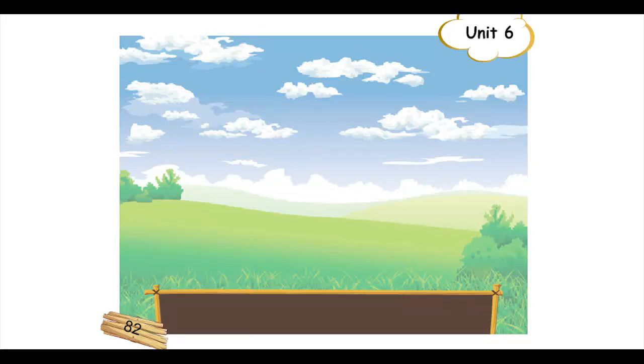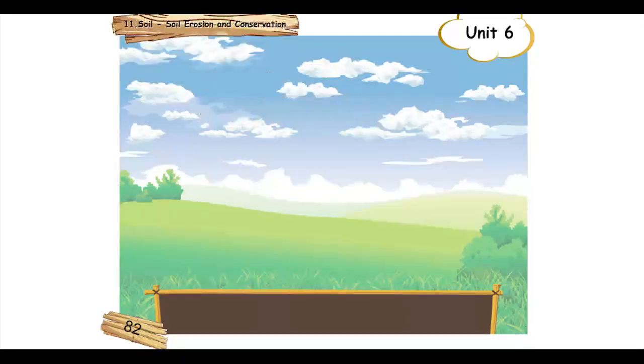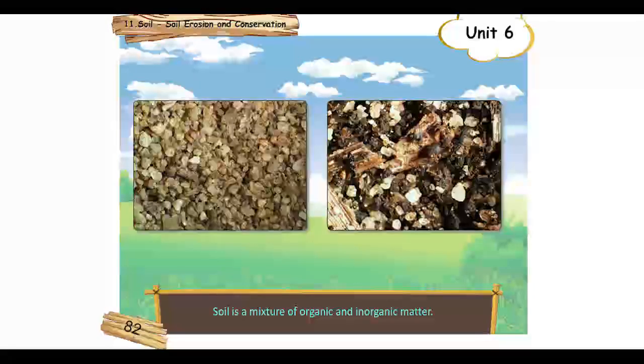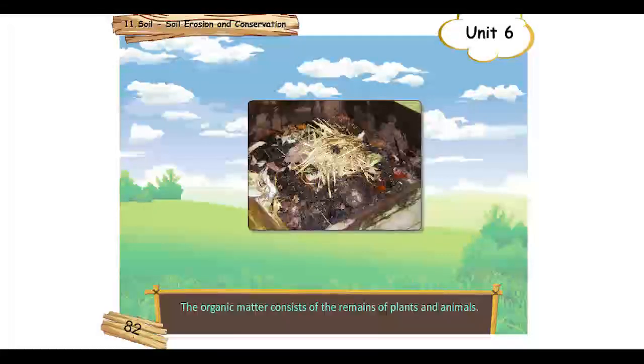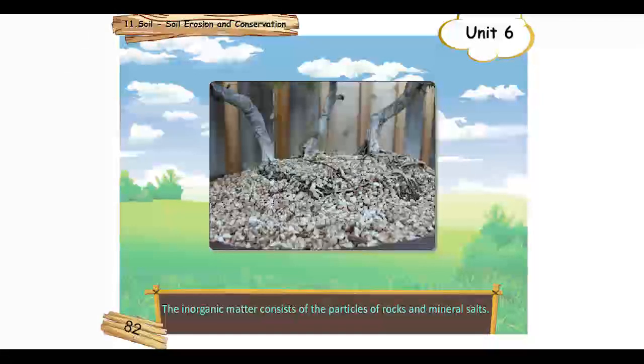Unit 6, Chapter 11: Soil, Soil Erosion and Conservation. Soil is a mixture of organic and inorganic matter. The organic matter consists of the remains of plants and animals. The inorganic matter consists of the particles of rocks and mineral salts.